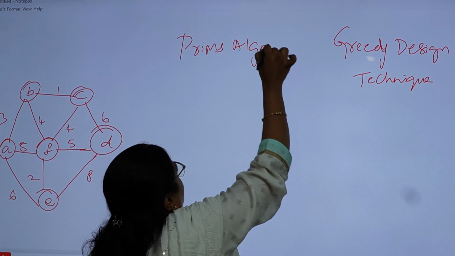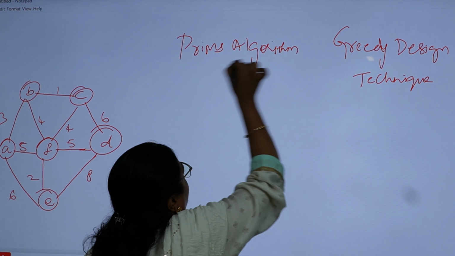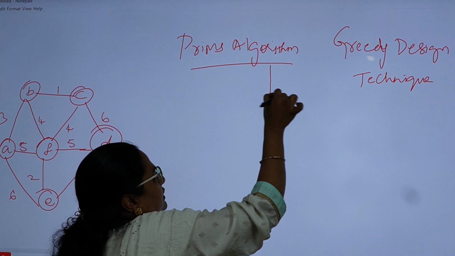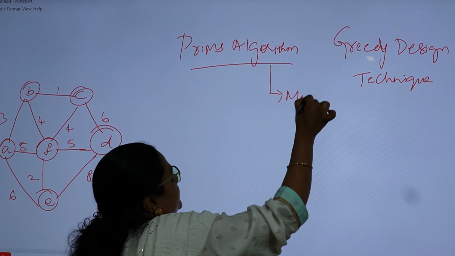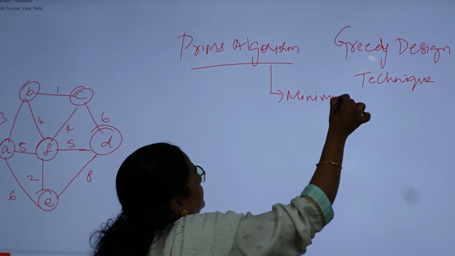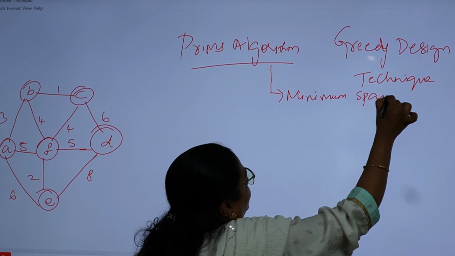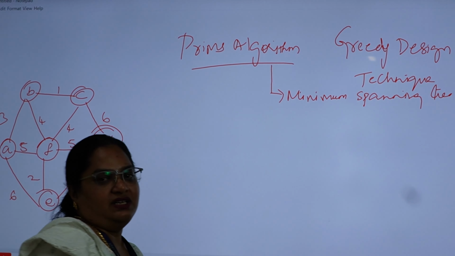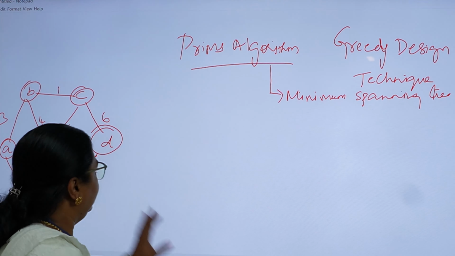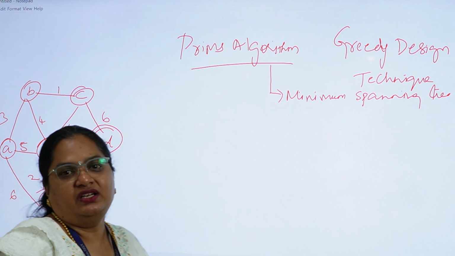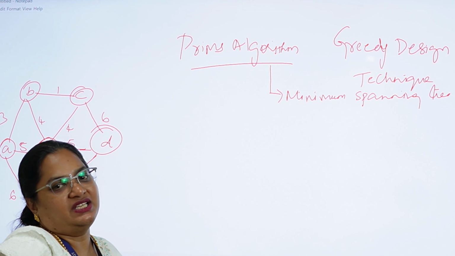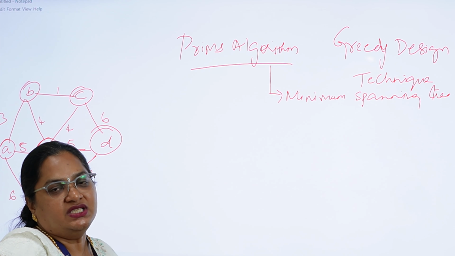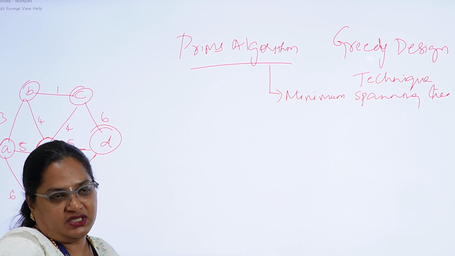So what does Prim's algorithm do? Prim's algorithm will produce a minimum spanning tree. So what do you mean by a minimum spanning tree? It's a subgraph of a given graph where all the vertices will be present and you try to visit all the vertices with a minimum cost, right?